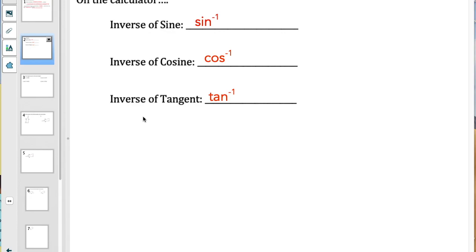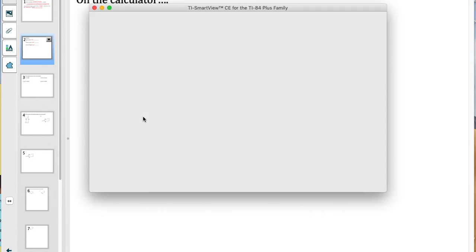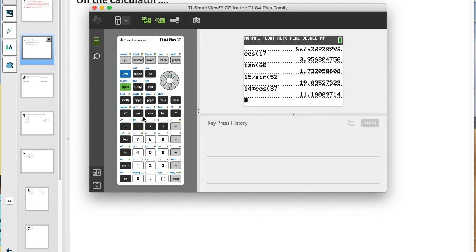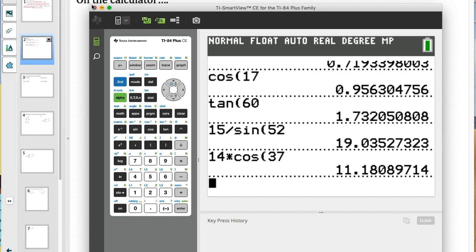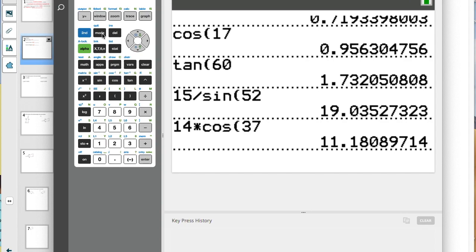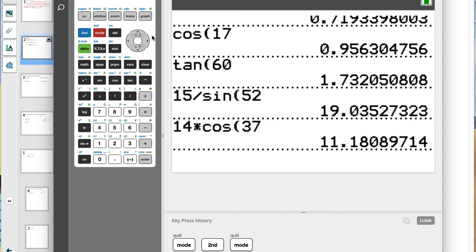I clicked my calculator here. It's taking a little bit to load up. There it comes. So again, on your calculator, you have your mode button here. You want to make sure that you're in degrees. And then to get out of this screen, you just hit second mode, which is the quit screen.